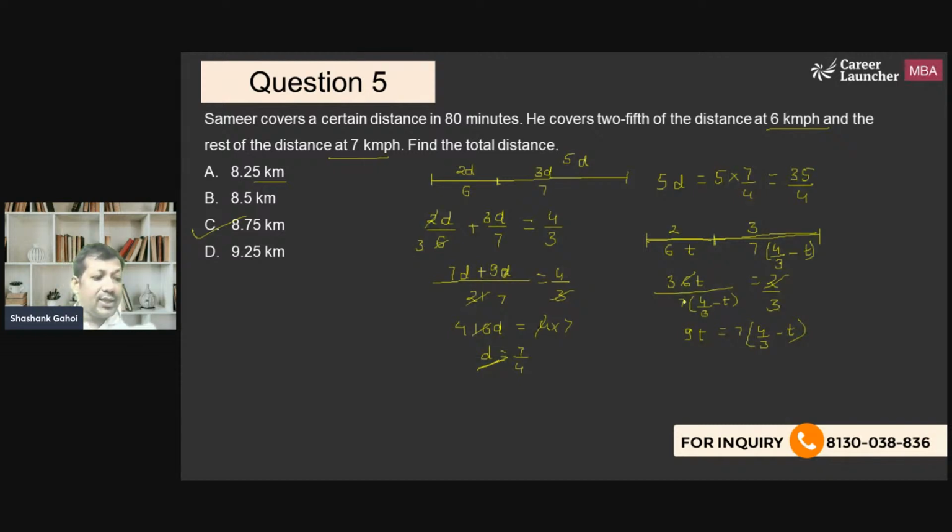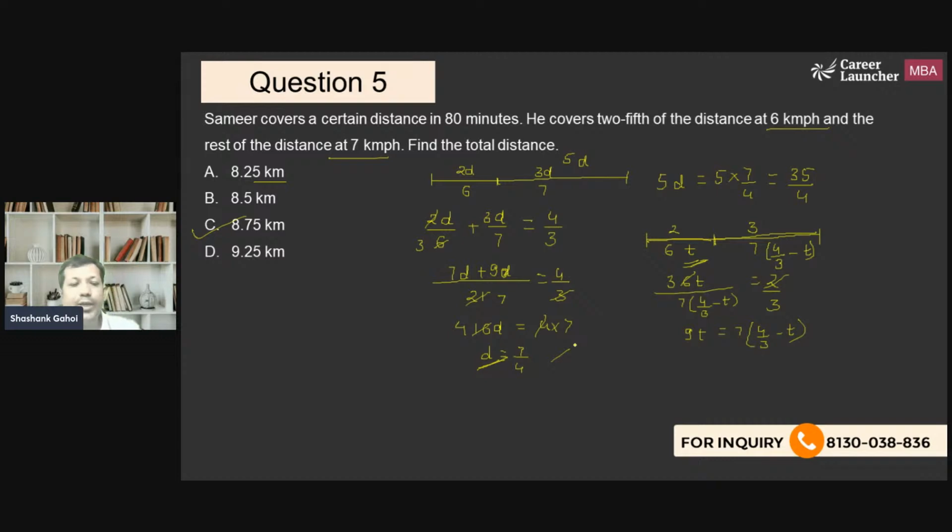But I think this approach is not that good. And why not? Because from here you are going to get the value of t, then you are going to plug in the value of t over here, then you are going to get the answer. But if the question, instead of the total distance, is asking for how much time he is traveling with a speed of 6 kilometers, then I think this approach is going to be a little better as compared to the previous one. So when to use which approach is completely dependent on what the question is asking.